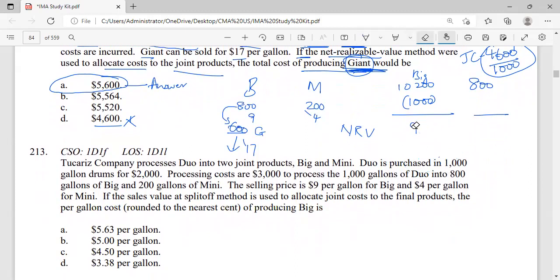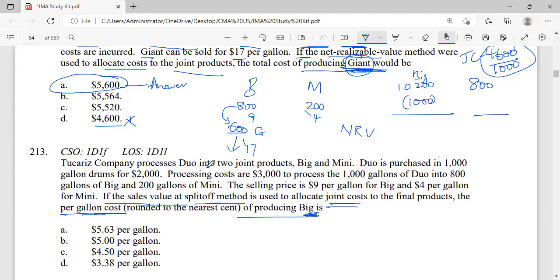I guess it is a similar question only. Yes, it is a similar question, like Tokaris company. Now we need to read the requirement first. If the sales at split off method is used to allocate joint cost to final products, the per gallon cost rounded off to the nearest cent for product producing big is, okay, so he's asking what it is. So, first we need to allocate it on the split off method. And it is used to allocate joint cost of the final products per gallon. Now we need to get this answer here. Let's read the question once again.